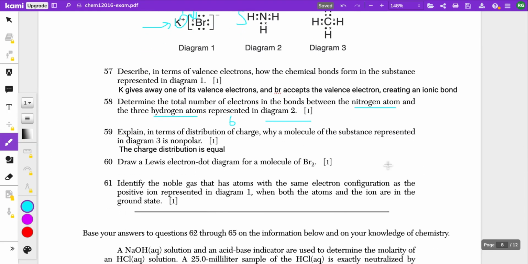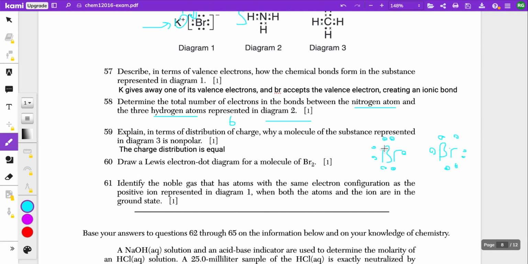All right. Draw a Lewis dot diagram for a molecule of Br2. So Br, all right, has 1, 2, 3, 4, 5, 6, 7 valence electrons, not 8. And we have another one: 1, 2, 3, 4, 5, 6, 7.